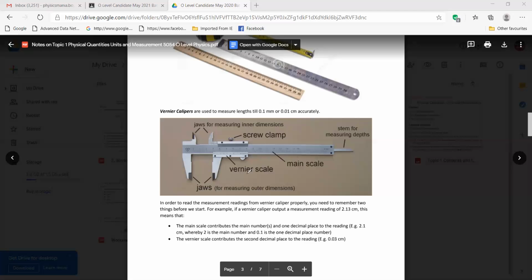Vernier scale reading. Here you have 1, 2, 3, 4, 5 this way till 10. So main scale reading you can get easily. In vernier scale, we have to check the vernier lines, which one is in line with the main scale reading line.